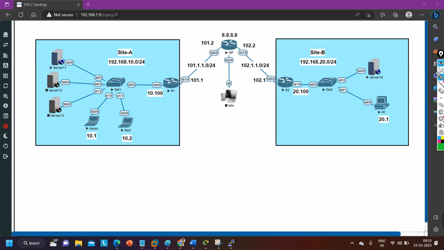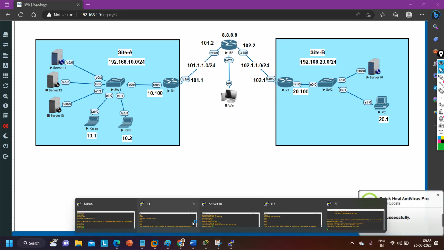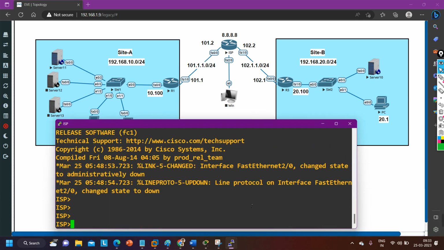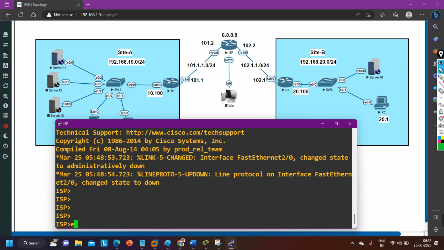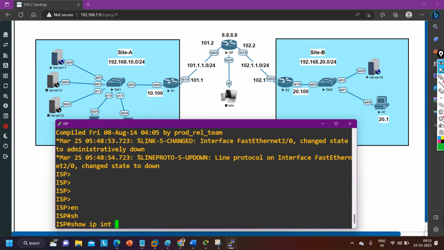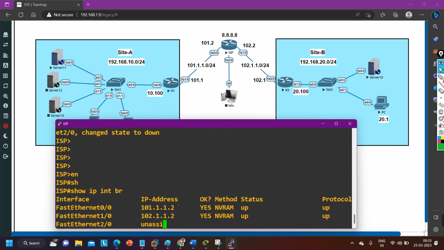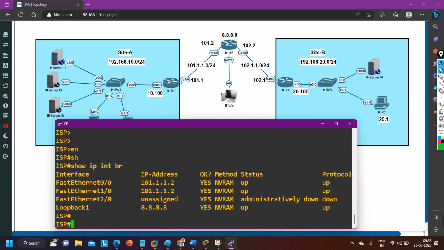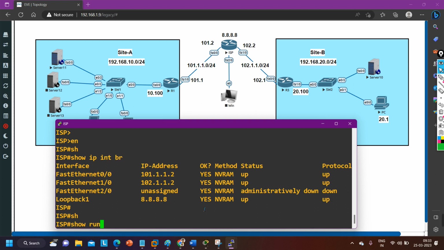If you want to check the ACL, let me show you the ACL configuration first on the ISP router. I have access to all devices. Let me show you. Okay, this is the ISP. So, show IP interface brief. See, this is the IP configuration of the ISP router. Here I am running one loopback, 8.8.8.8.